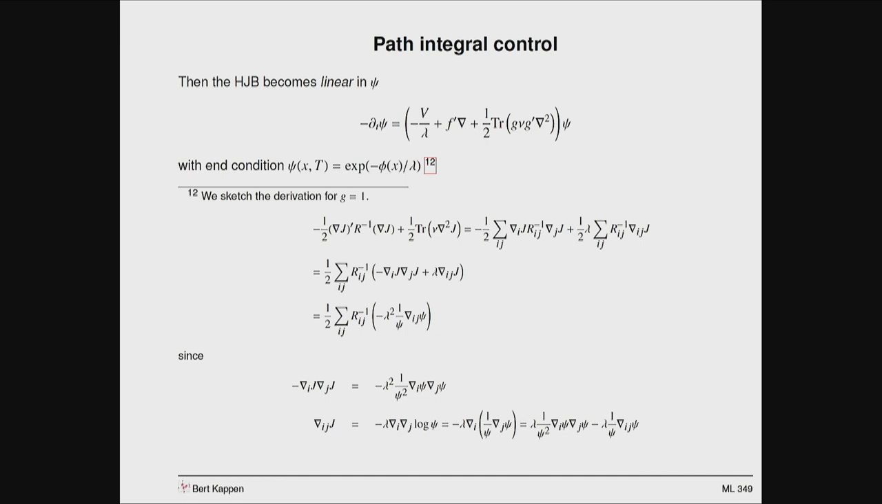We have solved for that. We have done the minimization over u, so the u is out of the problem now. It is still a high-dimensional partial differential equation, but it's linear in psi, so that's good news. And it has boundary conditions as we had before. So the boundary condition on J now translates into the boundary condition on psi being this term, right? So we get this now.